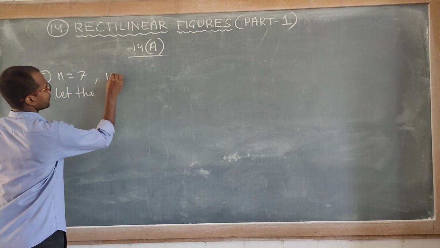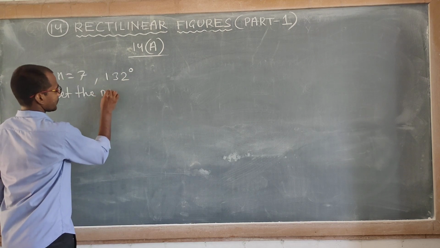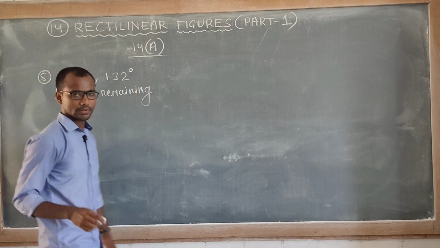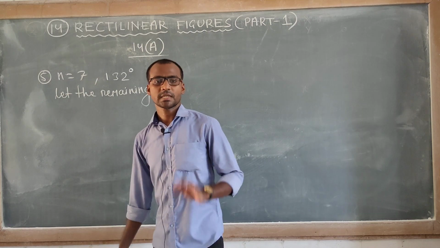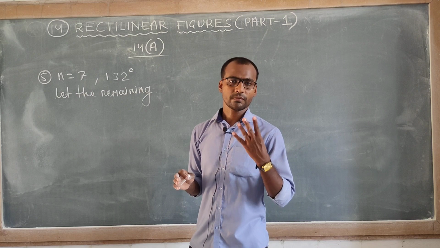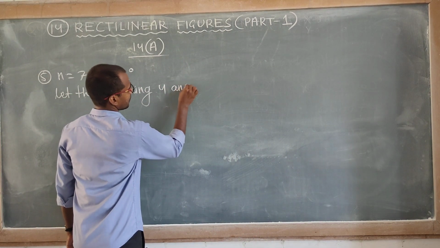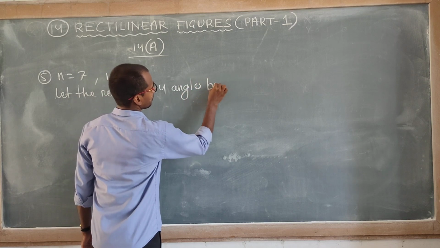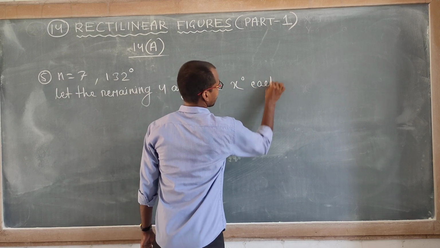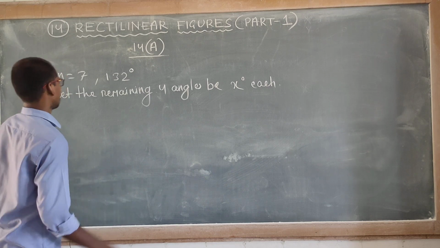Three angles are 132 degree each. Let the remaining, how many remaining angles will be there? 7 sides means 7 angles. Out of 7, 3 angles are 132 degree each. So definitely 4 angles will be remaining. So let the remaining 4 angles be x degree each. Okay.